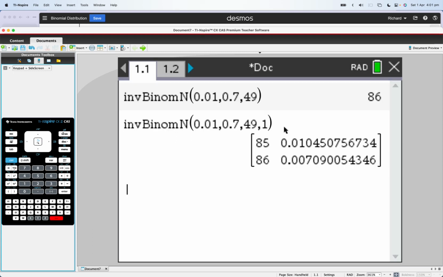And if you want to, you can tick matrix form. Okay, 0.01, 0.7. Hope that makes sense. 49. It looks the same as that one, but there's a 1 on the end of it, which gives us 2 possible values, just so you can see how it's approaching it. So at 85 trials, we've got 0.01 and a bit more. So that's not there yet. And then at 86, it's the first whole number that gets us below 0.01. So the number of trials is 86. And that's the answer to the question.